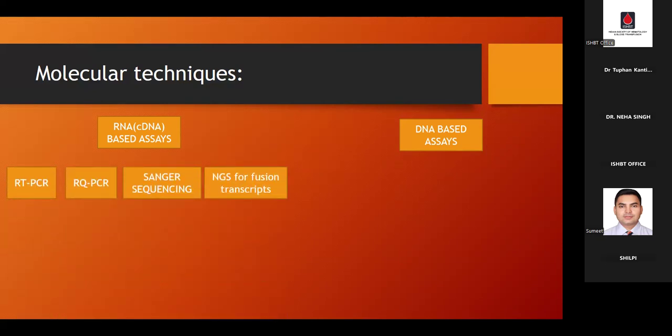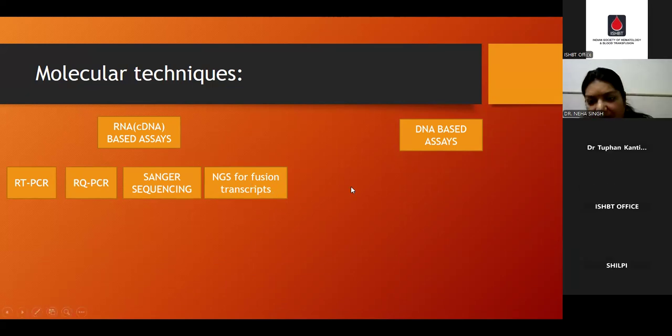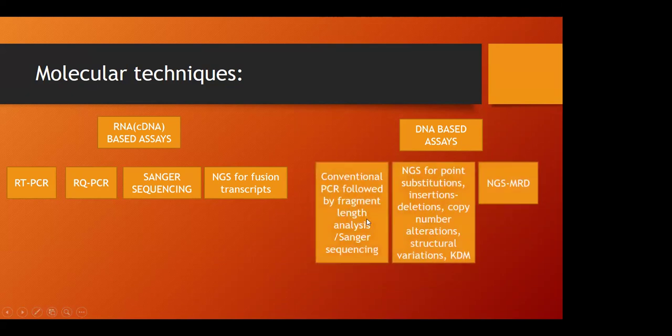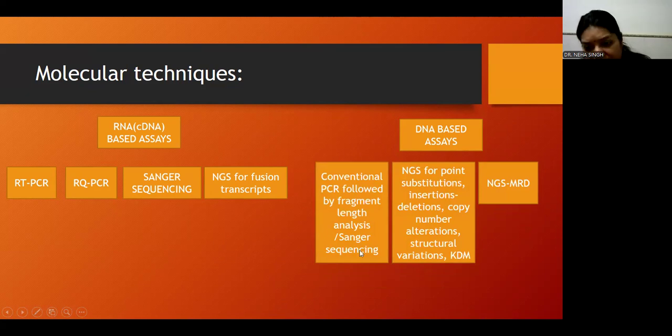The RNA-based tests include reverse transcriptase PCR, real-time quantitative PCR, Sanger sequencing, and NGS for fusion transcripts. And DNA-based assays include conventional PCRs followed by fragment length analysis and or Sanger sequencing. This fragment length analysis can be used for detecting mutations in myeloproliferative neoplasm and AML, B-ALL, etc. We'll see everything in the following slides.